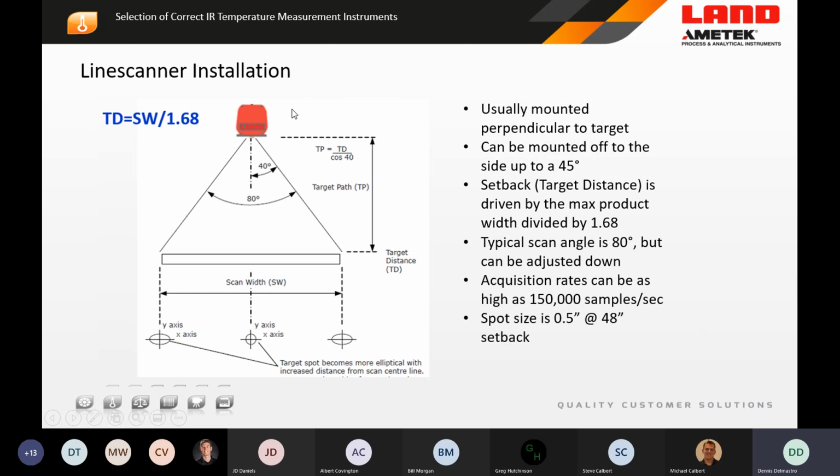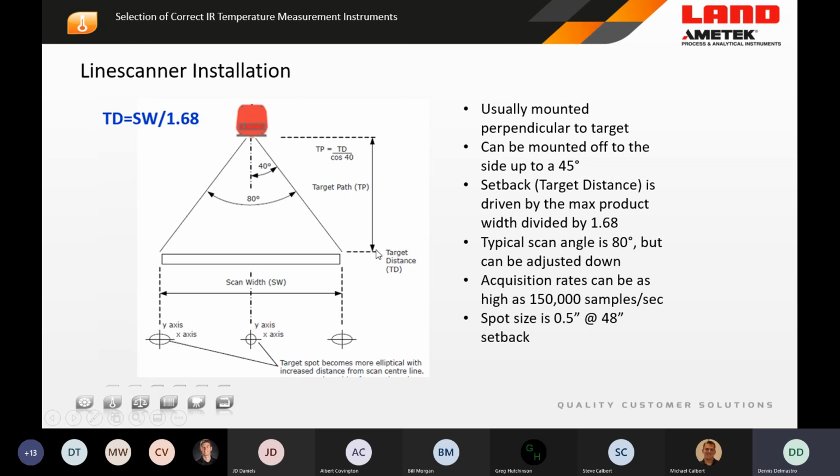Now, a typical installation of a scanner sits above your product of interest, whether this is steel or glass slabs or wood or all kinds of things. We usually mount it perpendicular to the target, though it can be mounted off to the side and tilted. Let's say we rotate this clockwise 45 degrees. It can sit over here, but yet it's looking down onto the object of interest.